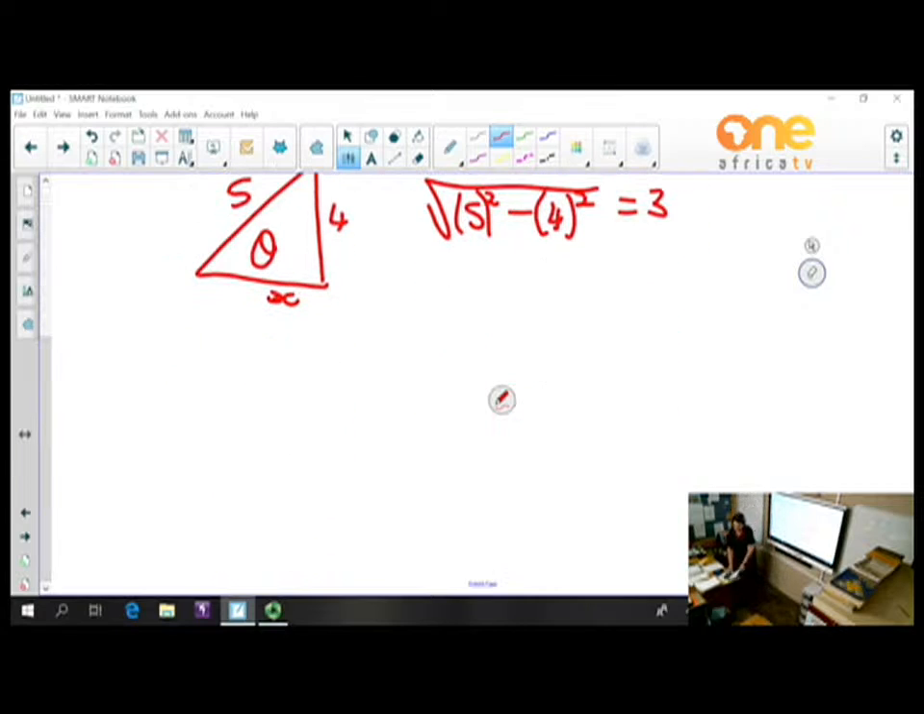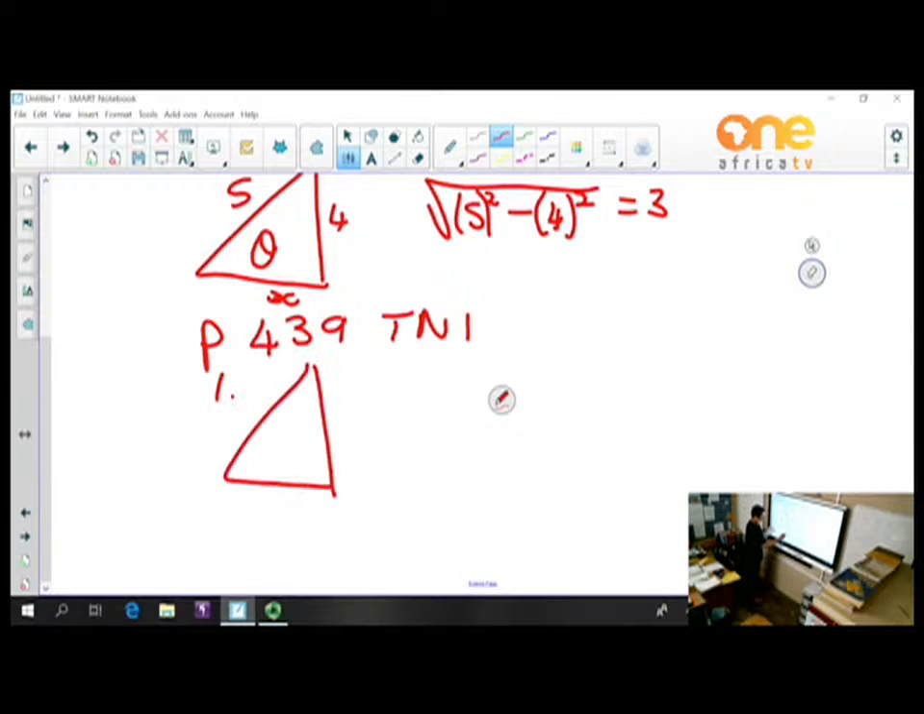So if you look now in your textbook on page 439, that's where we get Try Now 1. We're looking at that first one there. And that exercise is absolutely about the Pythagoras formula, what you have to use there. So I'm going to draw for the first one now for you a sketch so that you can see.